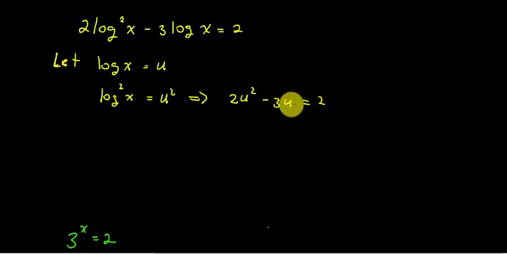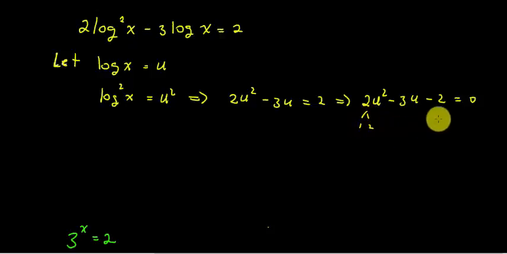Here we would bring the 2 over, and this would give us 2u squared minus 3u minus 2 is equal to 0. So let's look at our factors of 2. It's going to be 1 and 2, and again here, 1 and 2. This is negative, so one of them would be negative. Probably we're going to let the 2 be negative, because then a 2 times a negative 2 would be a negative 4, and a 1 times 1 would be 1. 1 and negative 4 gives us the negative 3.